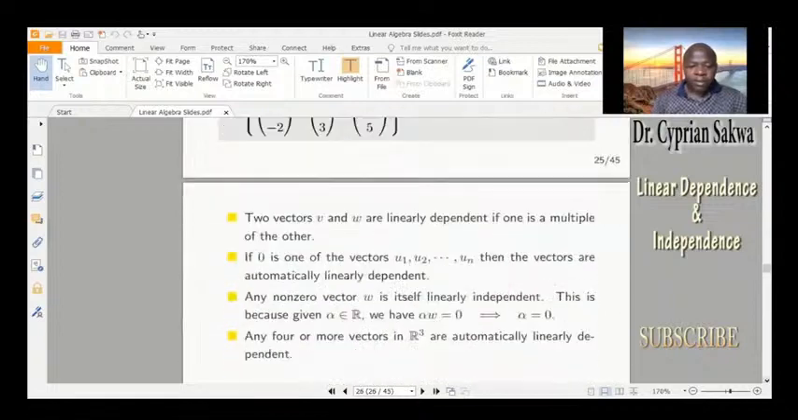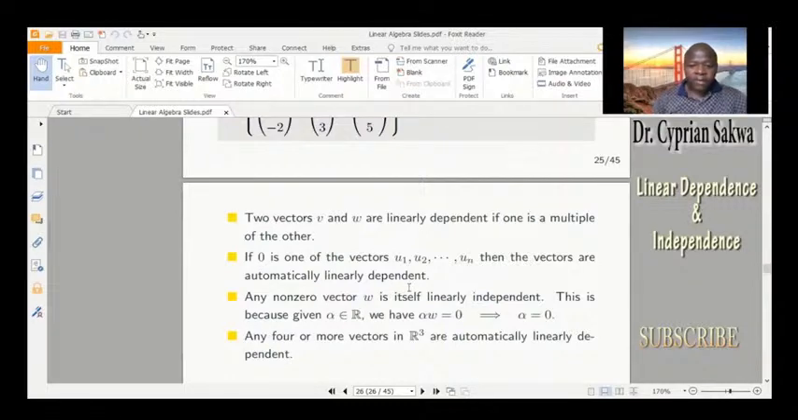Now, just a summary, we've been looking at 3 vectors in R3. What about if there were to be 2 vectors? With 2 vectors, it's easy to tell if they're linearly dependent or not, because if one is a scalar multiple of the other, then the vectors are linearly dependent. But if you cannot write one as a multiple of the other, then they are linearly independent.